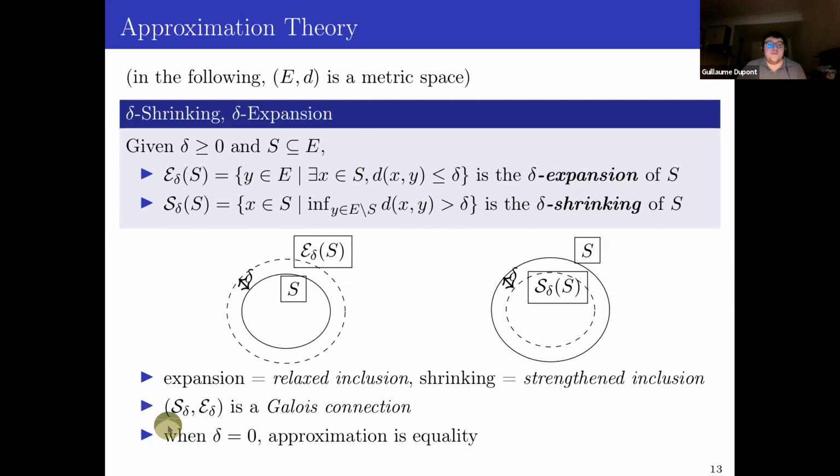A funny fact, well, not funny if you have to prove it, but S delta and E delta, so shrinking and expansion, form a Galois connection.